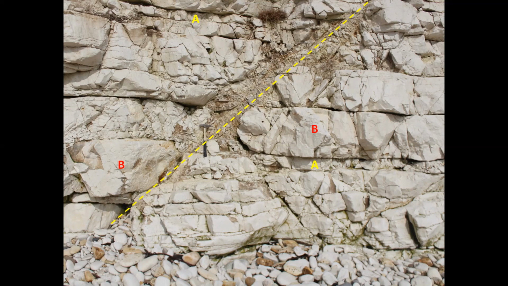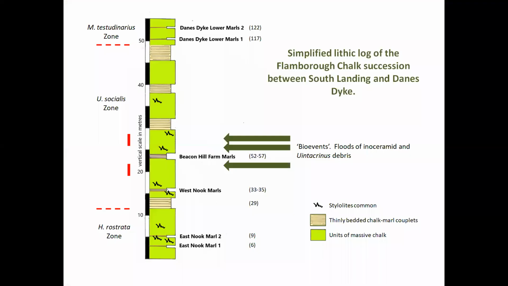The 1.5 kilometre long section between South Landing and Danes Dyke contains 55 metres of chalk with 125 marl seams. The lowest beds, which are massive chalk units containing the first two significant marl seams, belong to the zone of Hagenovia rostrata. A change to more thinly bedded chalk marks the start of the Uintercrinus socialis zone, which is 39 metres thick and comprises alternating layers of thinly bedded and massive chalks.